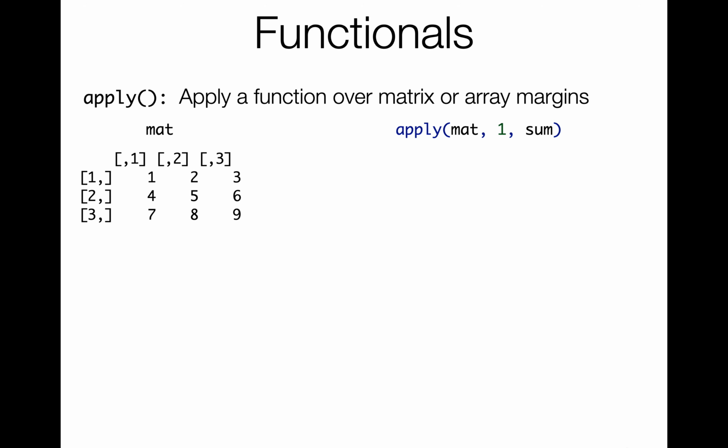Those numbers are going to be 1 plus 2 plus 3, so applying sum to the first row of that matrix, applying sum to the second row, and applying sum to the third row. When you run apply, it gets you 6, 15, and 24. And 2 applies it over the columns. So think about what that would look like. Again, a vector of length 3, and it's the sums of the columns. The apply function is very powerful, and it's used a lot in certain areas of statistics and data science.